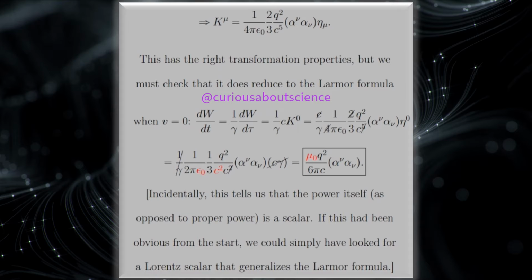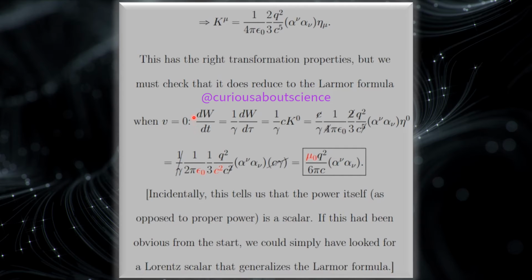All right, so if that's the case, what we see here is that this reduces to everything, all the constants are the same, except now we have a c to the 5th, and we still have the 4-vector dot product here. And then of course for eta_mu, we just have to be careful, because by changing the index, we have to change the sign on the 0th component. That's just the rules. So this has the right transformation properties, but we must check that it does reduce to the Larmor formula when v equals 0. So let's go ahead and test this.